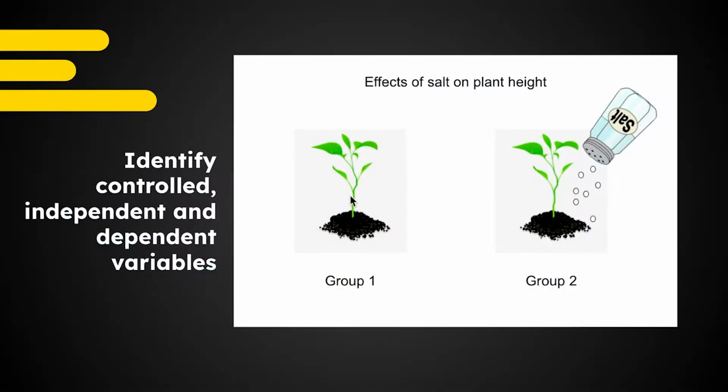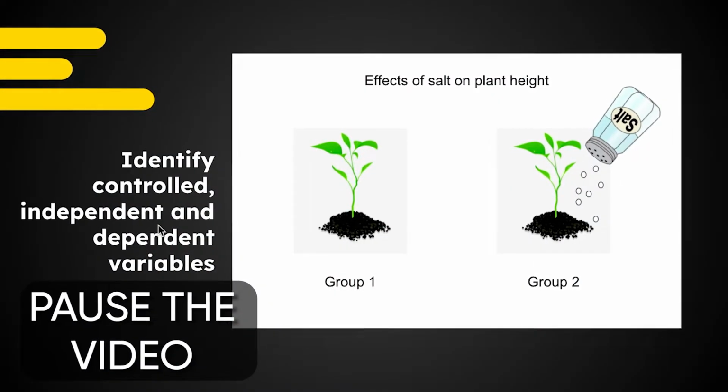One of them receives nothing, and the other one receives salt. So what's going to be the effect on the plant height? You could try to identify the control, independent, and dependent variables here. You could pause the video right now if you wanted to try it.